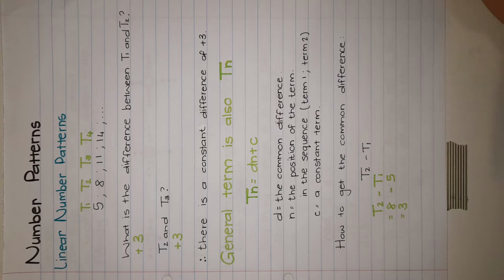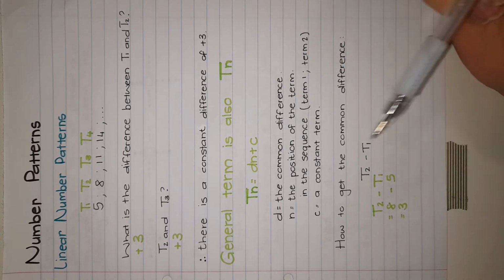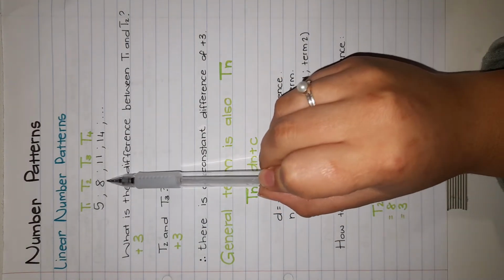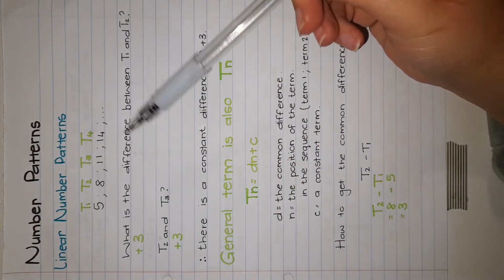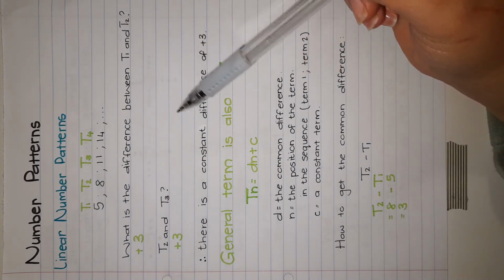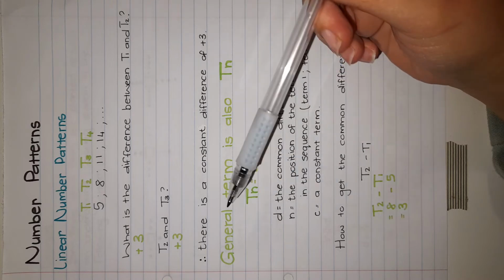So grade 10s, this is our first lesson for our term 3. Okay, so number patterns. This year we're only going to do our linear number patterns, which is patterns like 5, 8, 11, 14, 2, 4, 6, 8. Do you see each time there's a constant difference?